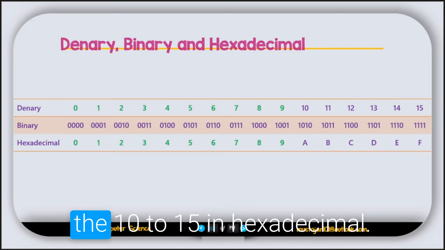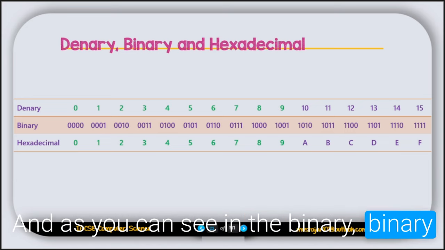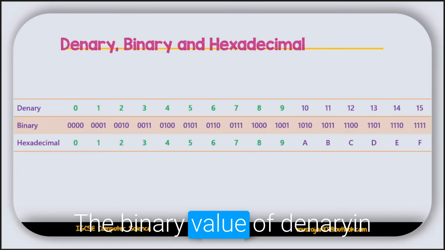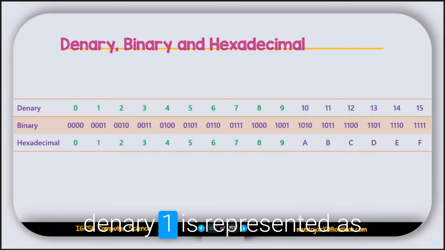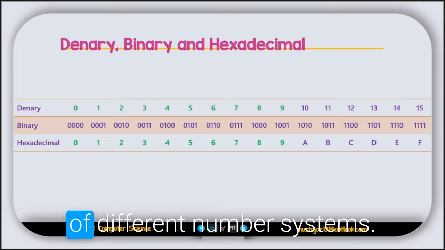That's how we represent 10 to 15 in hexadecimal. And as you can see in the binary, we are using 4 bits to represent each number. The binary value of Denary and hexadecimal 0 is 4 zeros. Denary 1 is represented as 0001 in binary and so on. Here you can see the overview of different number systems.